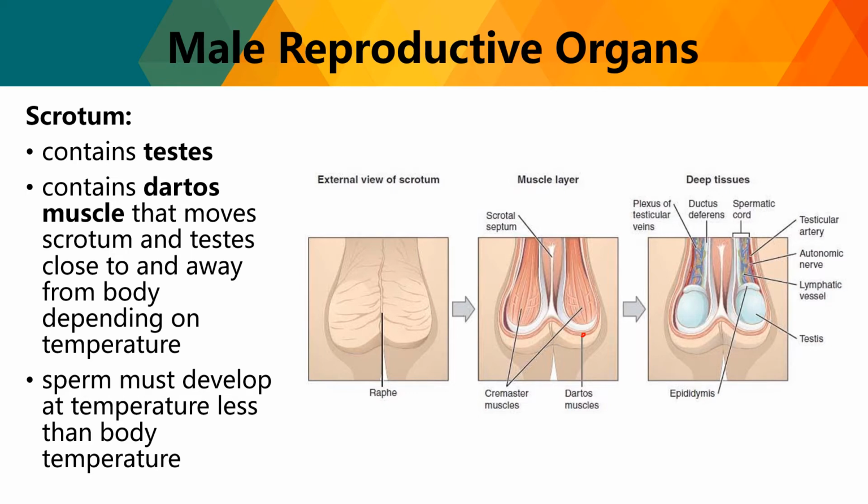Okay, so in here, as we dissect the deeper tissues of the scrotum, of course, you will see here also the different lymphatic vessels, autonomic nerves, and of course the testicular artery that supplies your testicles.